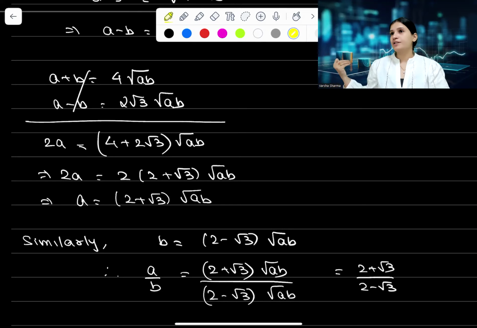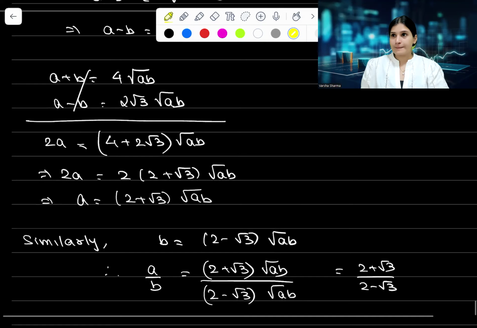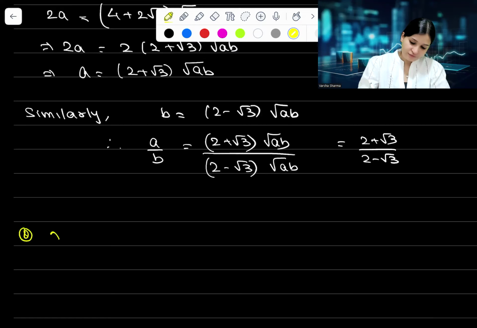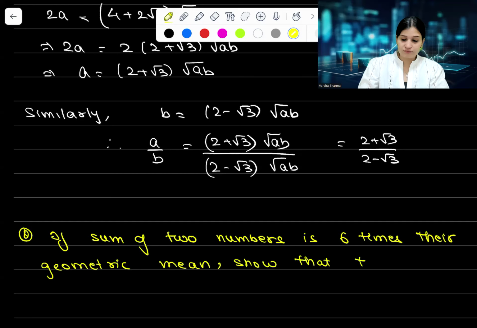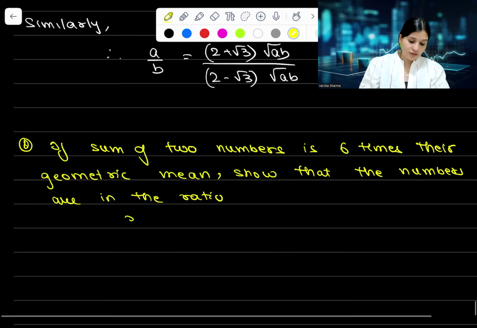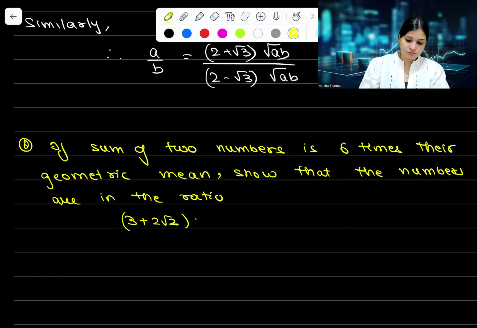A similar question. Question. If the sum of two numbers is 6 times their geometric mean, show that the numbers are in the ratio 3 plus 2 root 2 to 3 minus 2 root 2. Try.